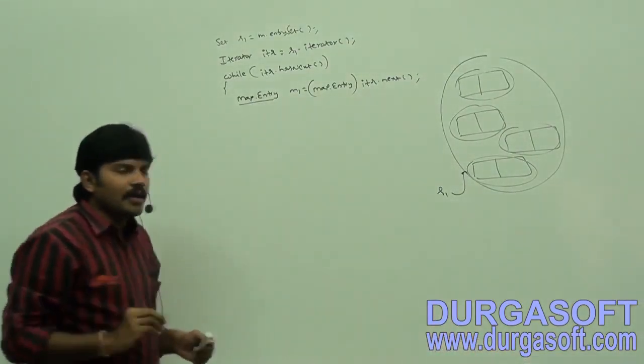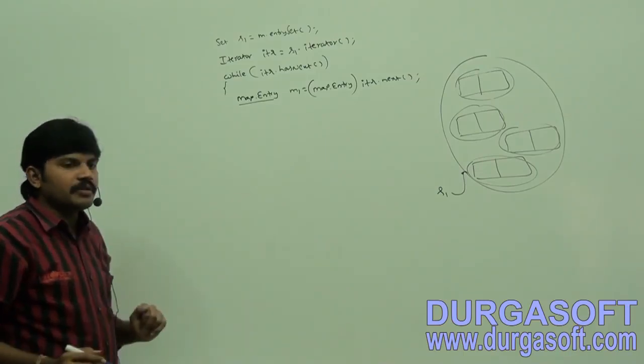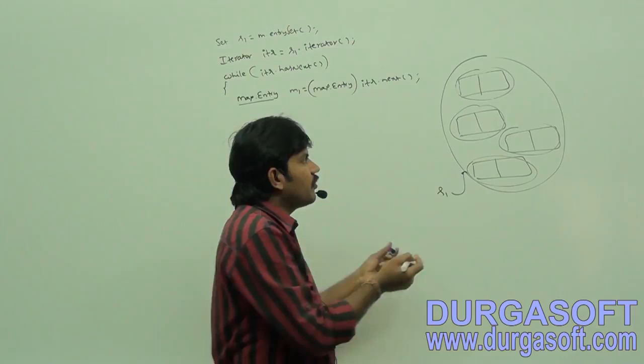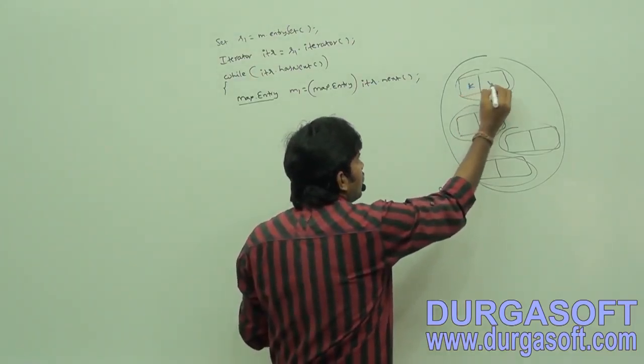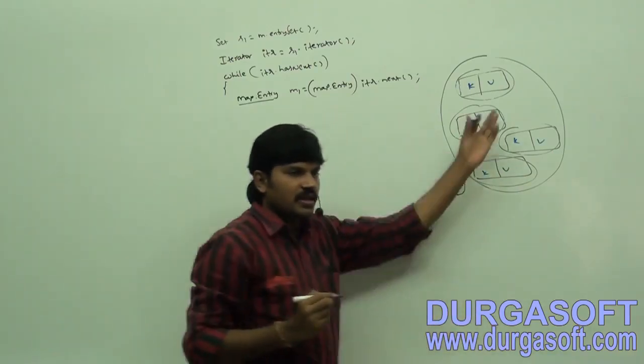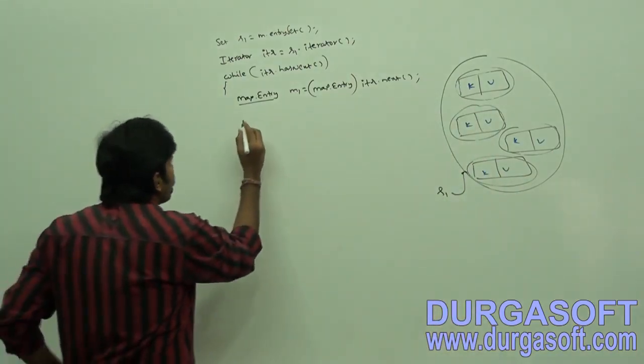Once we got the entry object, on that entry object, which method can you call? Sir, first I got the entry object. Hey, what is your key? What is the value? What is the key? What is the value like? We are able to get them. So now I'm asking.